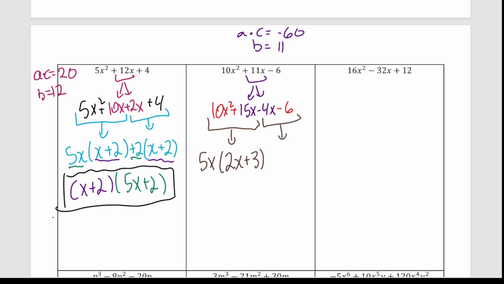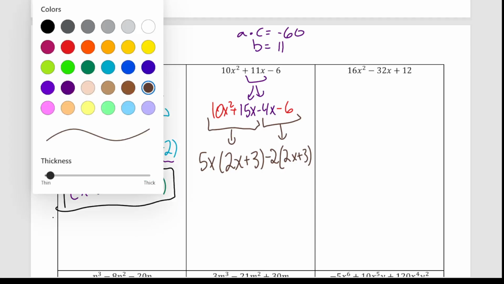For the next two terms, there's a leading negative, so I want to definitely factor out a negative. And between negative 4 and negative 6, specifically negative 2 will be their greatest common factor. Negative 4x divided by negative 2 will leave us with 2x. Negative 6 divided by negative 2 leaves us with plus 3.